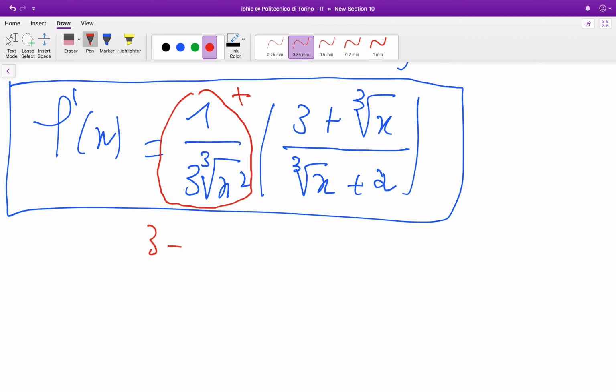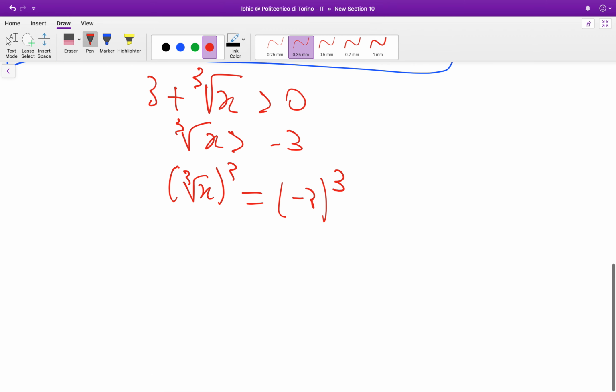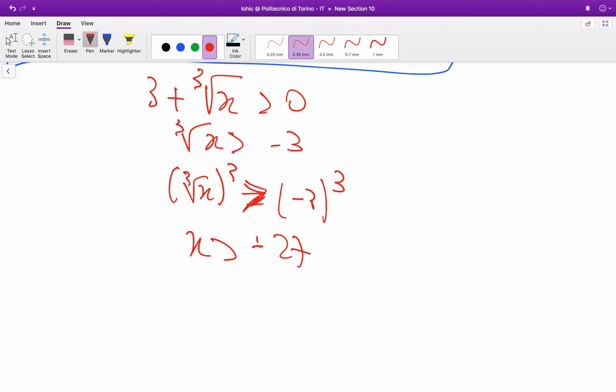So we have the component 3 plus cubic root of x that we want to be positive. It means that the cubic root of x should be greater than minus 3. We can take both sides to the cubic power, not the cubic root of the sides. So x should be greater than minus 27. So this part here is positive when x is greater than minus 27.